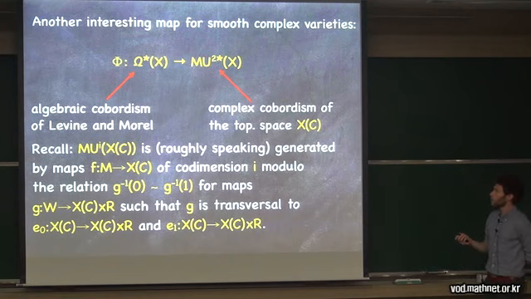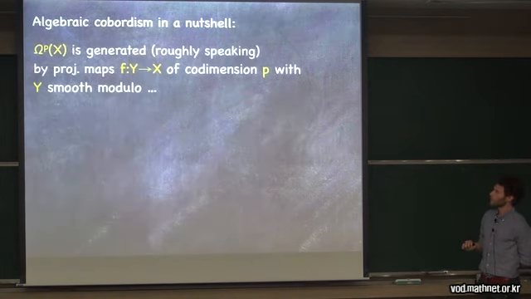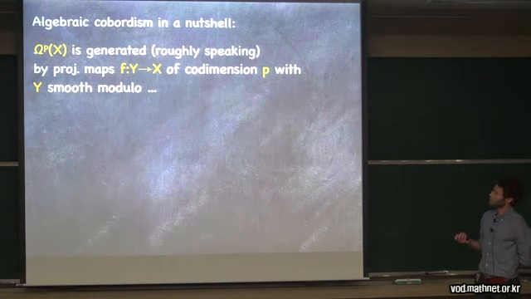And omega star is the algebraic analog of this, and let me remind you how it is defined. So omega p of X is generated by projective morphisms. Now we're in the algebraic world, so we look at a projective morphism of algebraic varieties of some codimension, where Y is smooth, and now modulo some relation.